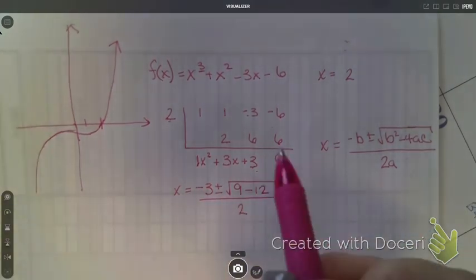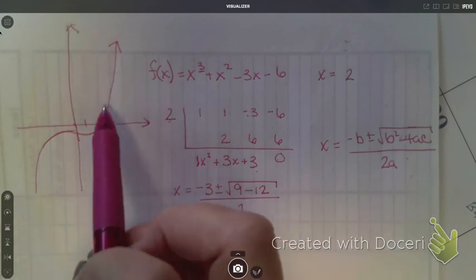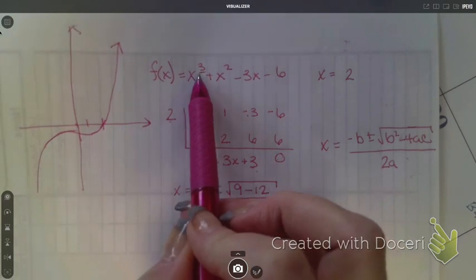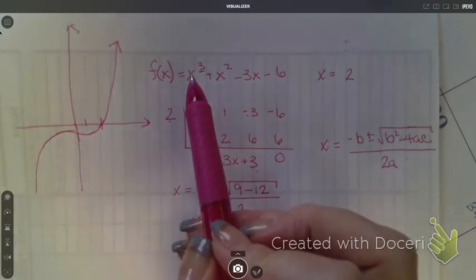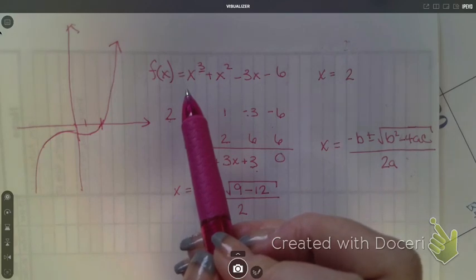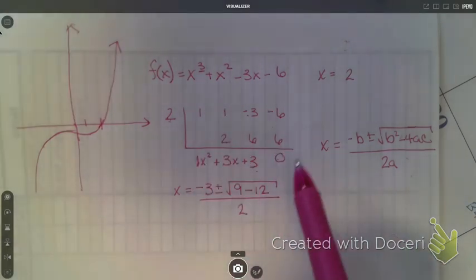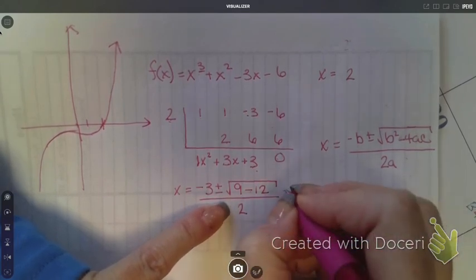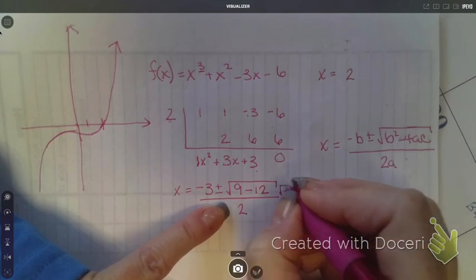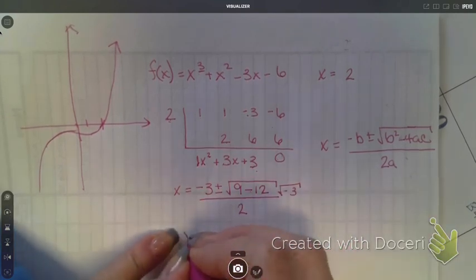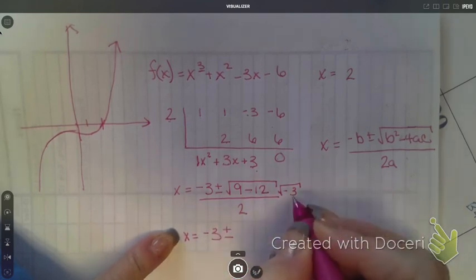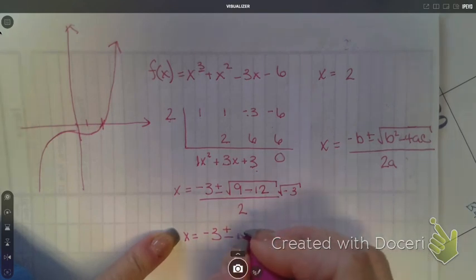Okay, now when we look at this graph, there's only one real zero, isn't there? But since it's a degree of 3, there have to be 3 zeros. But do they have to be 3 real zeros? No. So we're going to have imaginary numbers, because 9 minus 12 is what? Negative 3. So we have the square root of -3. So x equals -3 plus or minus, well, the square root of 3 doesn't simplify, does it? No. So i square root of 3, all over 2.